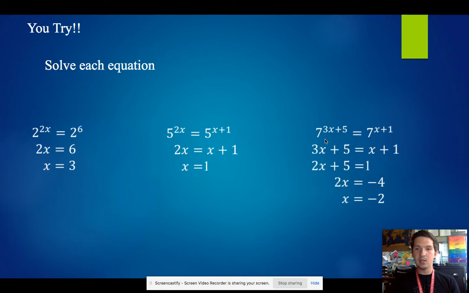And same idea here, pull out the 3x plus 5, pull out the x plus 1. 3x plus 5 equals x plus 1. Combine like terms by subtracting x, and then you can subtract 5. So 2x equals negative 4. Divide by 2, and x is going to be negative 2.